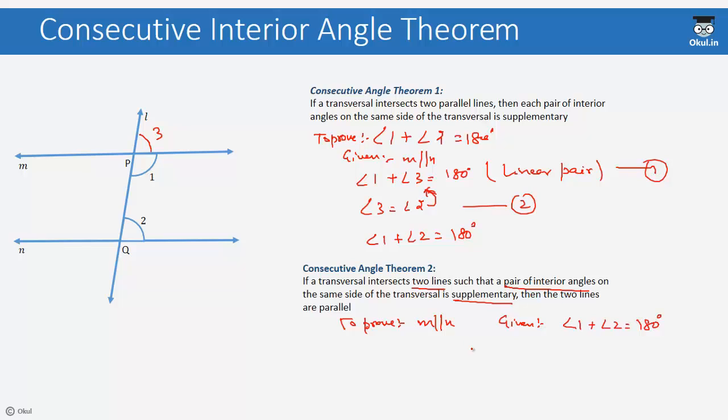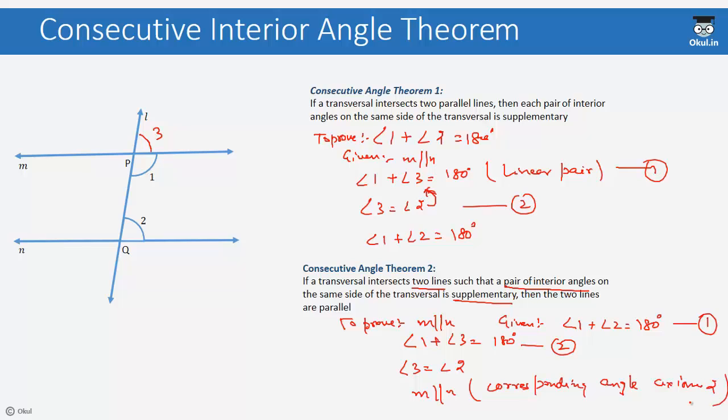This is given. And another thing that we can write down is that angle 1 plus angle 3 is equal to 180 degrees. Why? Because they are linear pairs. So let me name this as equation 1 and then equation 2. By both we can write that angle 3 is equal to angle 2. And since they form a corresponding angles pair, M is parallel to N by corresponding angle axiom number 2. So here angle 3 is equal to angle 2 and M is parallel to N.